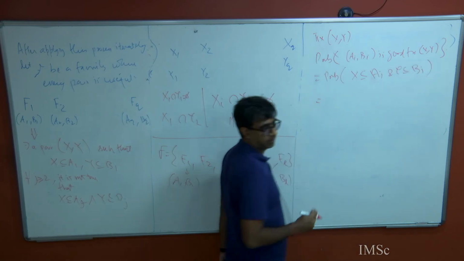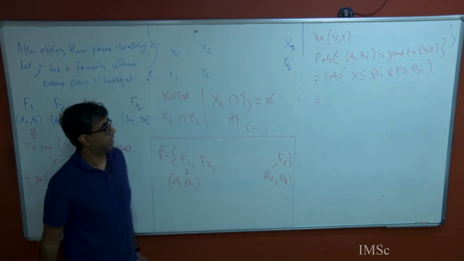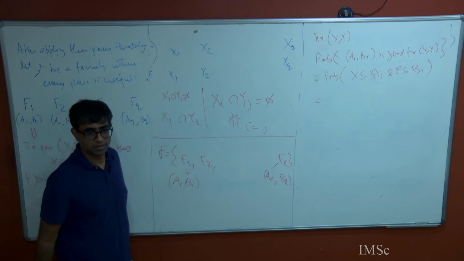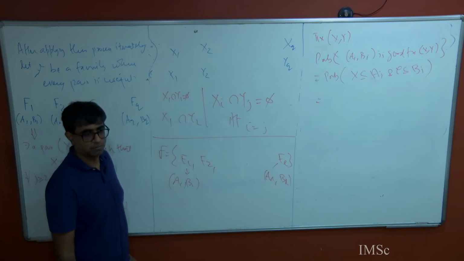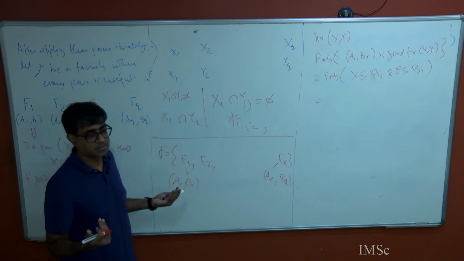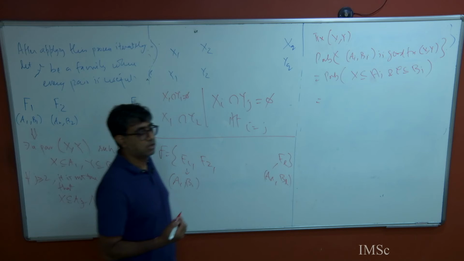What is this probability? X has size k and y has size k. So x must go into AI, y must go into BI, and the others I don't care. How many good partitions are there?